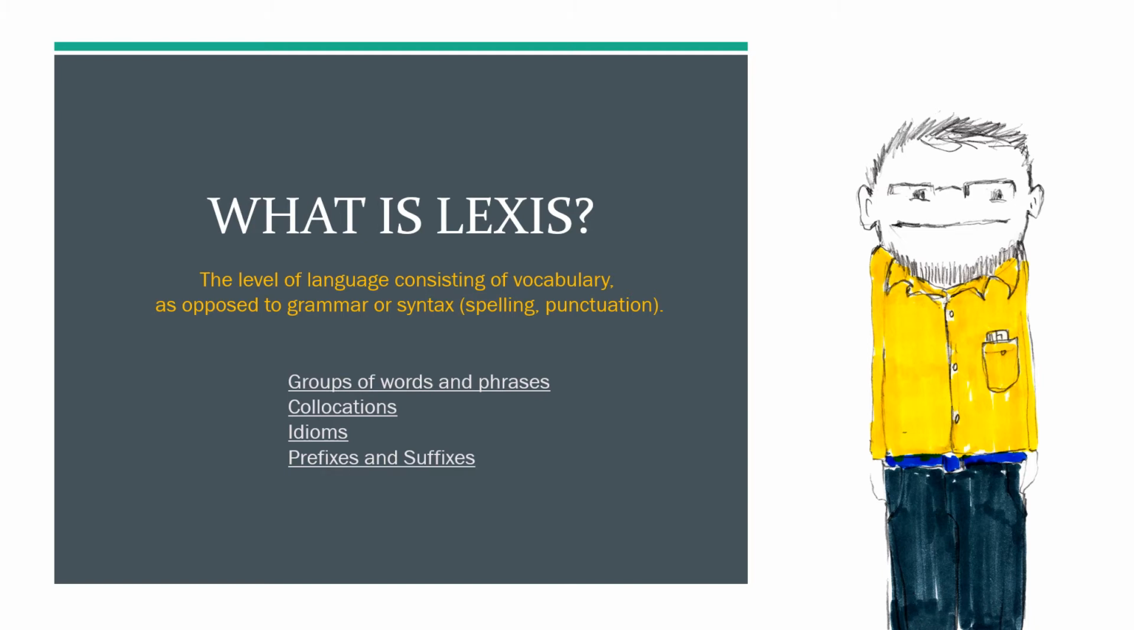And then finally, a knowledge of prefixes and suffixes means we are able to extend our vocabulary. We know that if we put dis, which means not or off, in front of a verb, we get things like dislike, discover, disassociate, and distract.